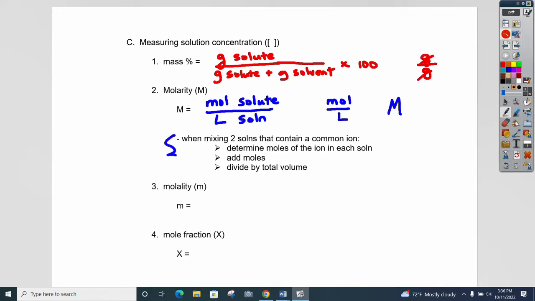I'm going to skip over this little section right here. We're going to come back to that when we do some example problems and tell you what that means.